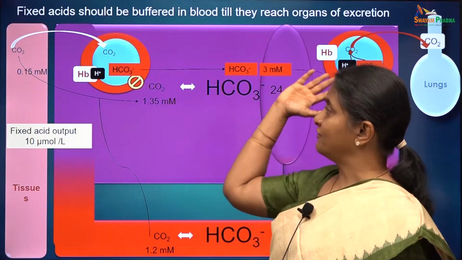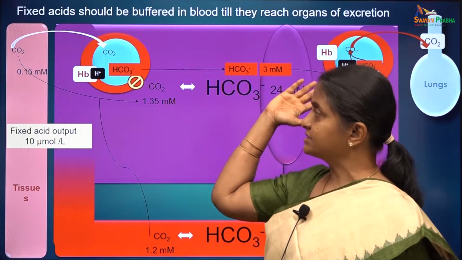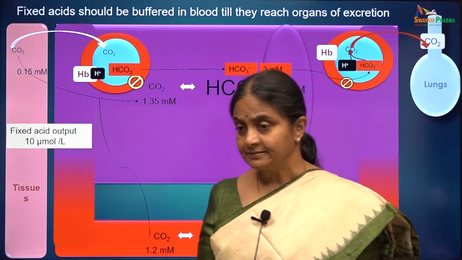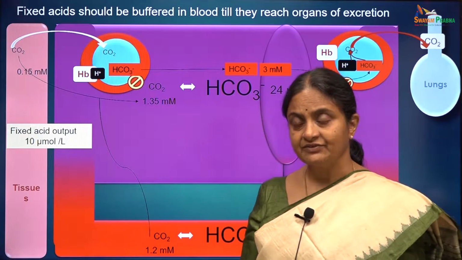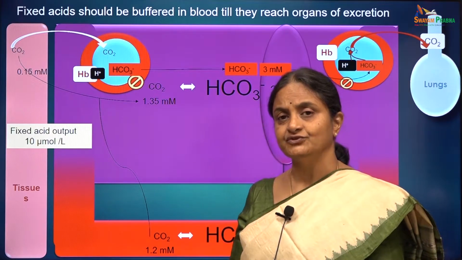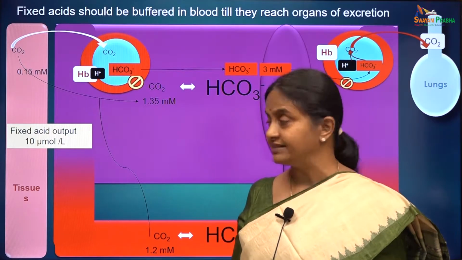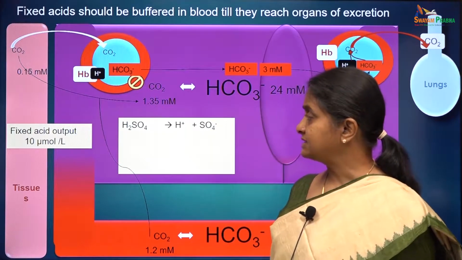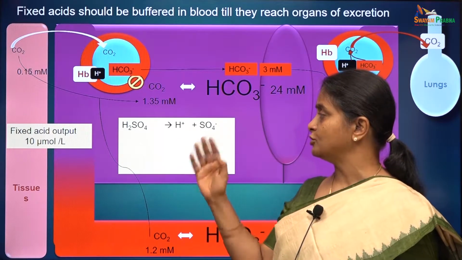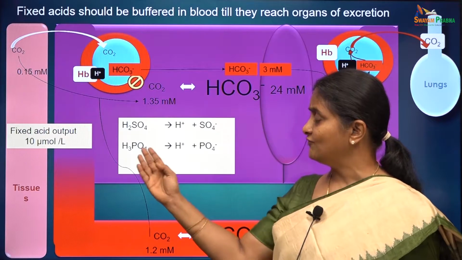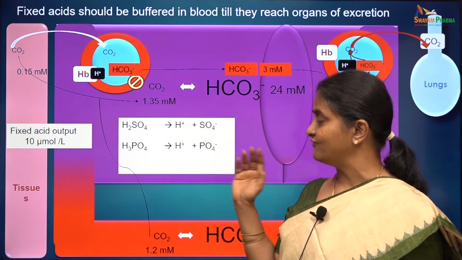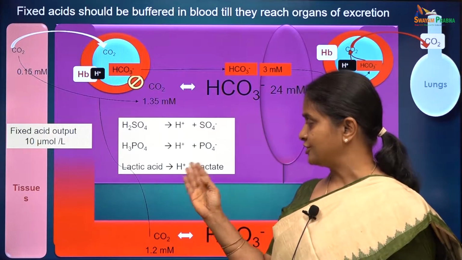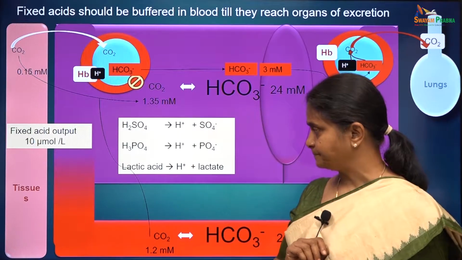That's what we've been discussing in the last two lectures, carbon dioxide handling in the blood. Fixed acids, what are the fixed acids that we've seen earlier? Sulfuric acid, phosphoric acid, lactic acid. We'll take these three and see how they would ionize. Sulfuric acid will give protons and sulfate anions. Phosphoric acid would give protons and phosphate anions. Lactic acid would give hydrogen ions and lactate.